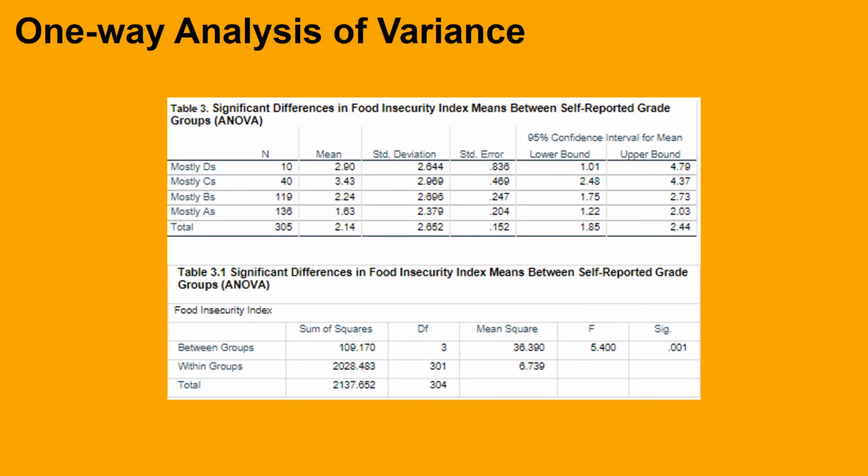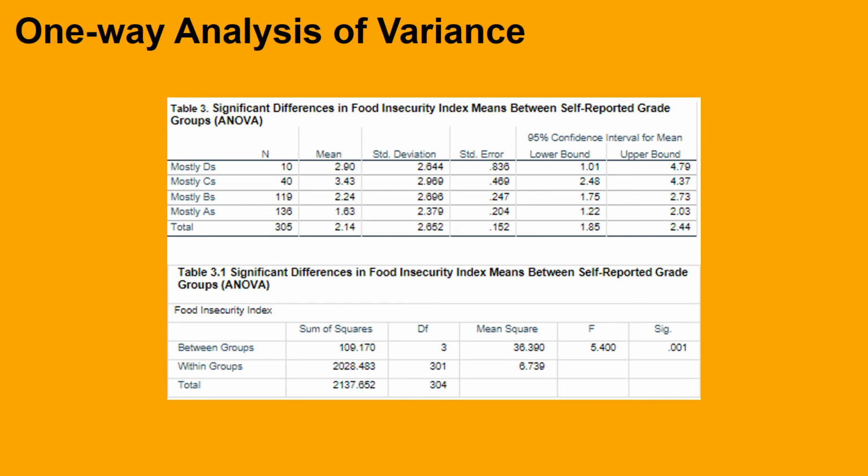Table 3 shows a one-way analysis of variance, or a one-way ANOVA, to test for significant differences in average food security index score between different letter grade samples. The alpha, or the p-value in this case, is 0.001, which is less than the set p-value of 0.05. Therefore, differences are significant between the two variables, which is important to recognize here.